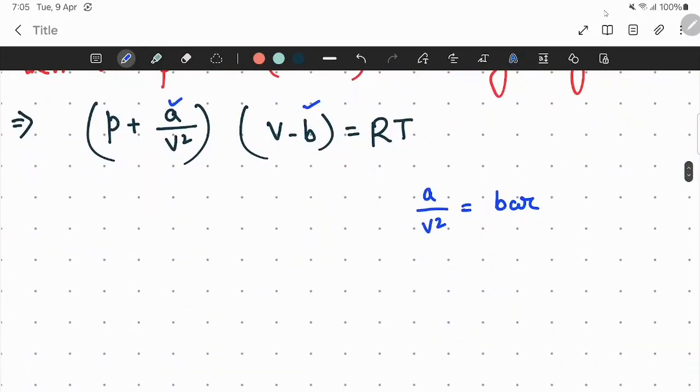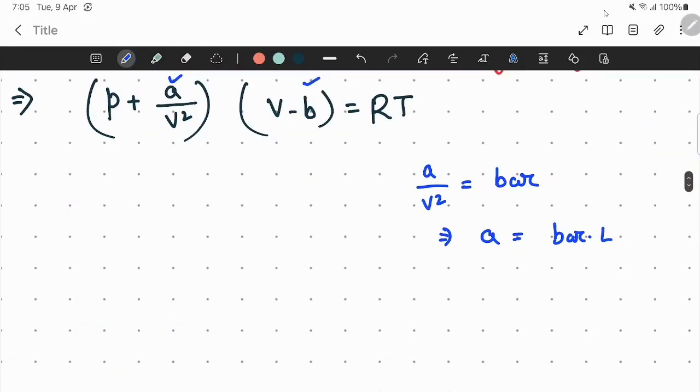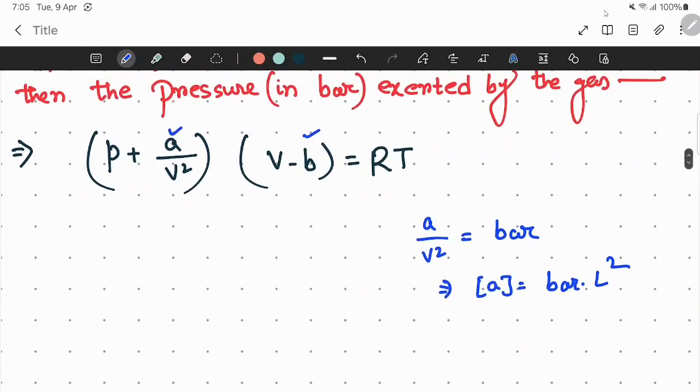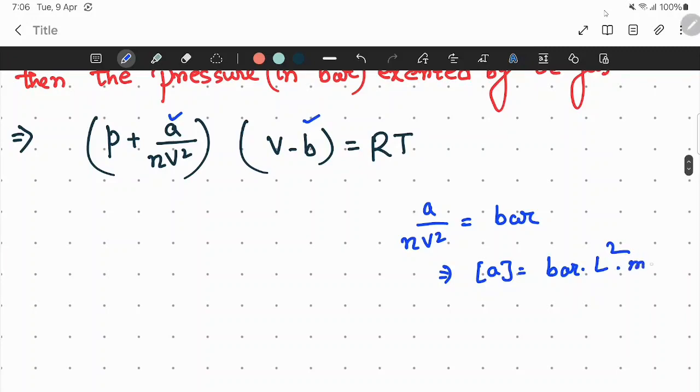So that means A should have the unit of bar and volume. Here volume is liter. So let me write it. The unit of A should be bar into liter square. But you have to keep in mind that this is not the original formula. In the original formula, there is an n. Because it is for 1 mole, we have removed that n, we have put n equals to 1. But in unit analysis, we have to consider that n. So here will be 1 mole.